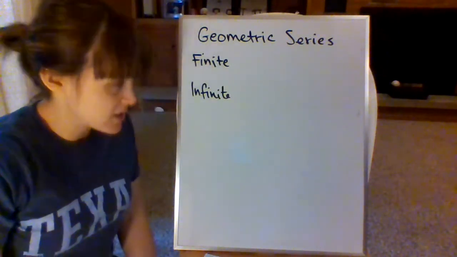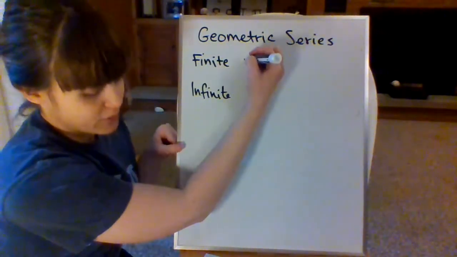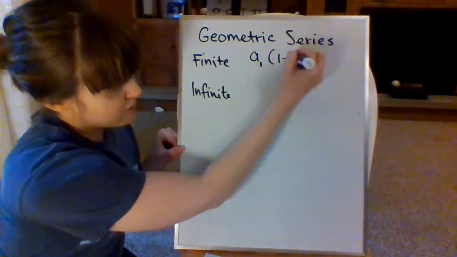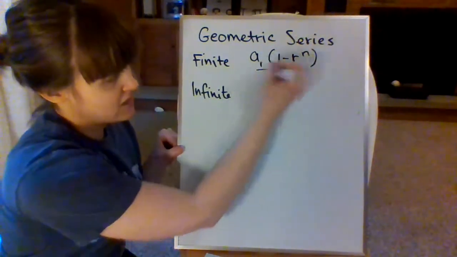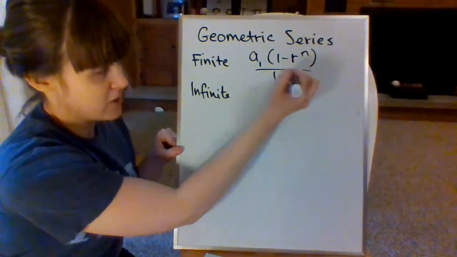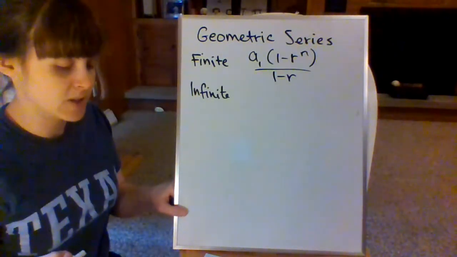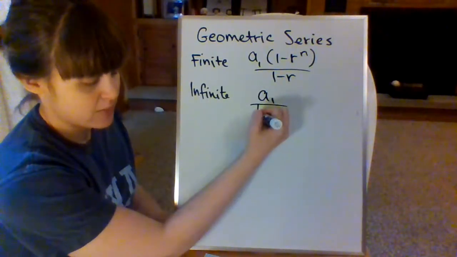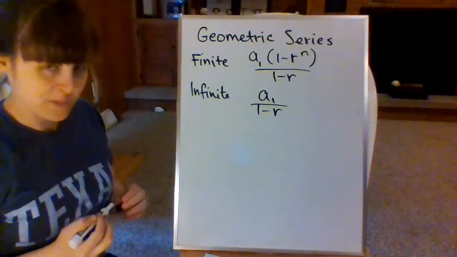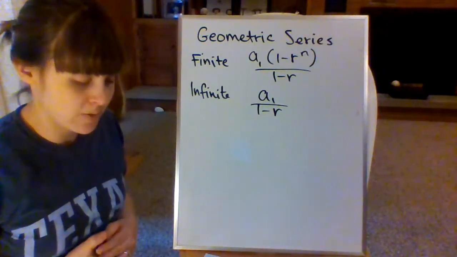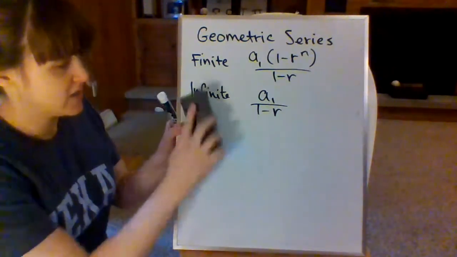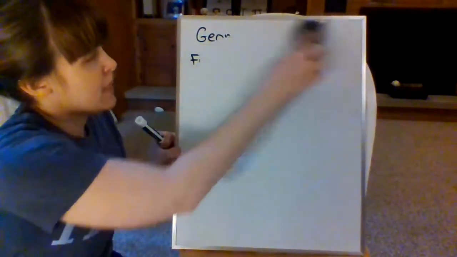Okay, so the formula for finite is going to be a1 times 1 minus r to the n over 1 minus r. And the one for infinite is going to be a1 divided by 1 minus r. Okay, so first we're going to have an example of a finite geometric series. Like I said, finite means that it ends.